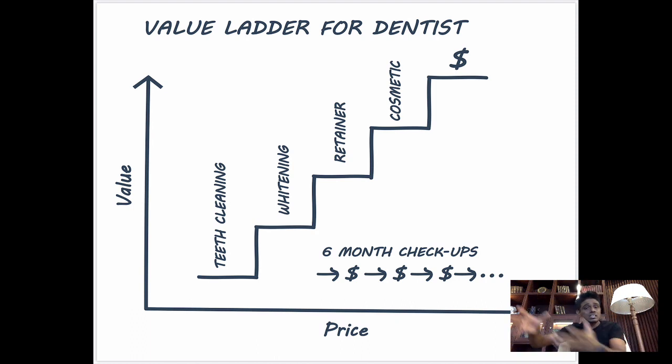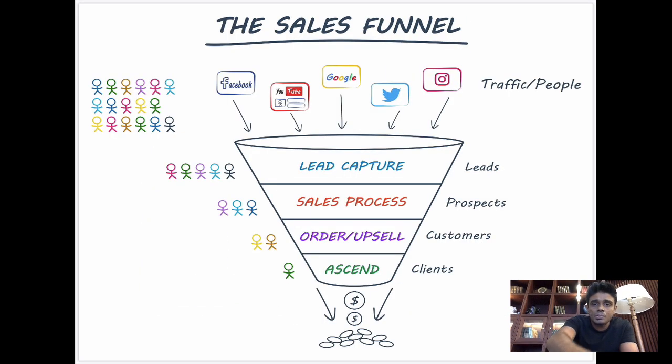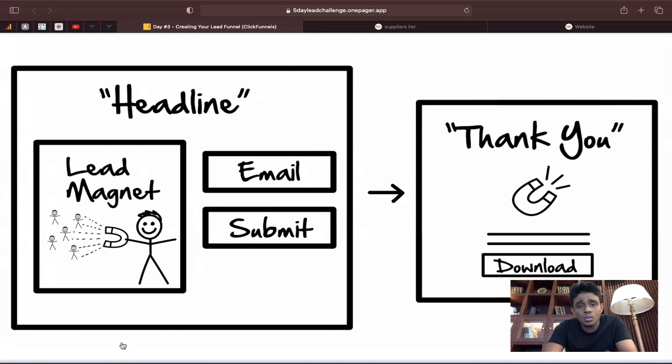Okay, you guys understand this so far? So that's how we're channeling people up the value ladder. Now the question is, what do these funnels look like? I know there's a funnel for each step of the value ladder: the lead capture process, sales funnel, order, ascend. And the question is, what does the lead capture funnel actually look like? Okay, I'm going to take you guys to my web browser, and I'm going to show you what it looks like.